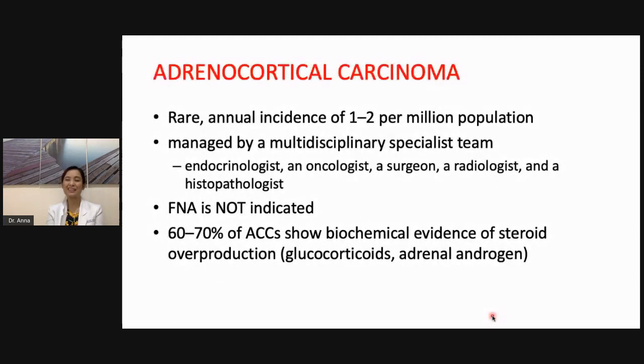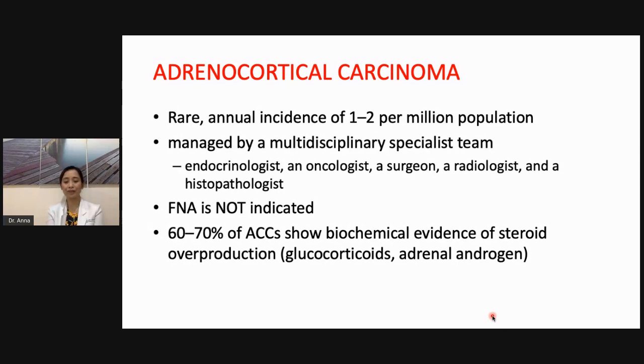And in these cases, if the CT scan is already indicative of an adrenocortical carcinoma, you may not do fine needle aspiration biopsy because you might risk spreading the tumor intra-abdominally. So you don't need to do FNA. You just proceed and go straight to adrenalectomy. And the majority of patients with adrenocortical carcinoma show biochemical evidence of steroid hormone production. So they can present with Cushing syndrome or symptoms of androgen excess, virilization, etc.